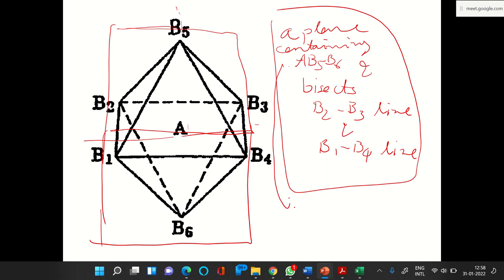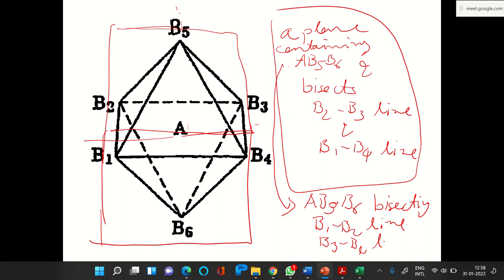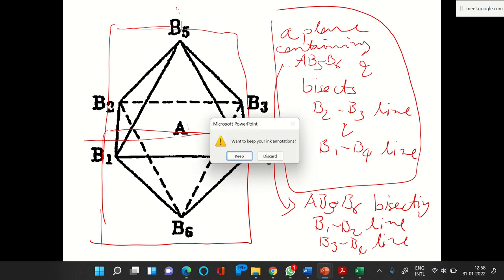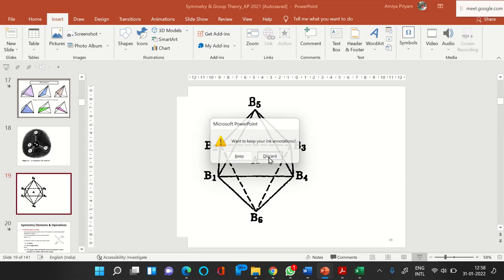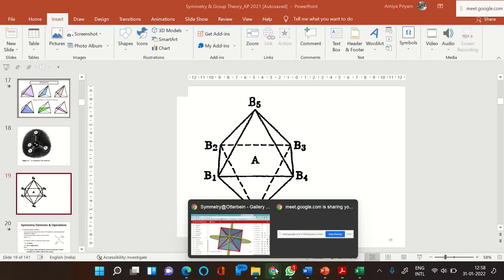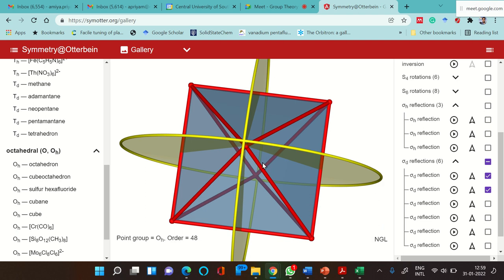So in a similar way, we can think of A, b5, b6 and bisecting the b1 b2 line, b3 b4 line. So like this, you have to stretch your imagination and try understanding. In this way, you can go ahead and write more such lines. So this is what we have to visualize.